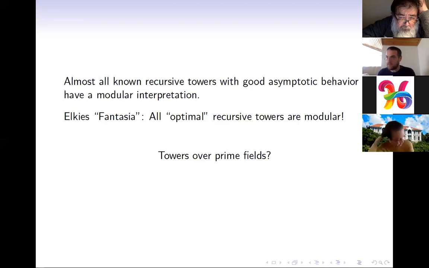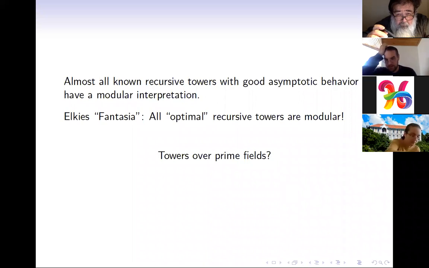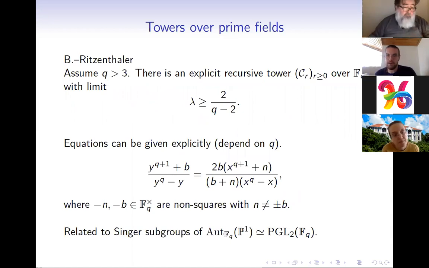Yeah. So over prime fields for a long time, there was no result except class field towers. And in fact, many people looked for recursively defined towers. So did I for many years. And after trying many years, I was quite convinced that they did not exist. So one should sit down and prove that they cannot exist, until around 2 years ago, when together with Christophe Ritzenthaler, we found explicit recursively given towers over prime fields. In fact, they work over all finite fields except F2 and F3. You can give them by explicit equations. Yeah, so they're related to some Singer subgroups of the automorphism group of P1.